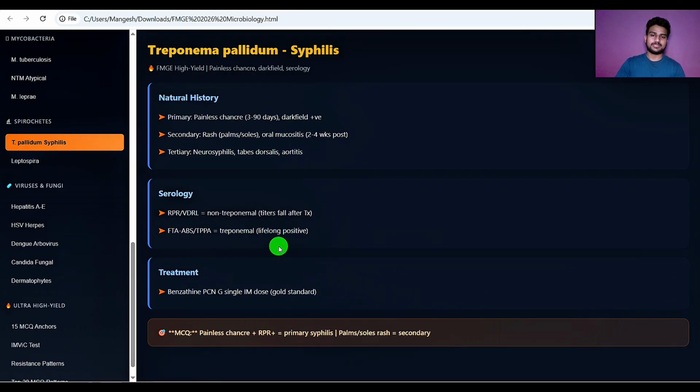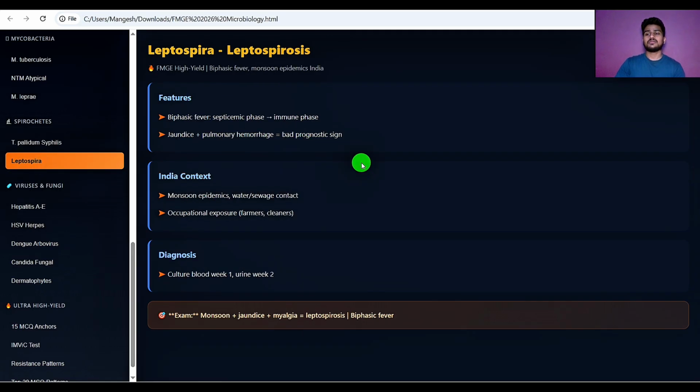We already discussed this as well, and lifelong positivity is there. And for treatment, we use benzathine penicillin G. Let's move towards the leptospira.